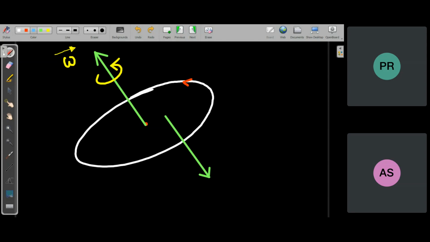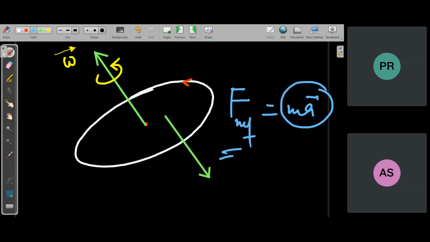Sir, centripetal force is not an independent force. It is a resultant of some forces acting towards the center. First of all, centripetal force is not any force. For example, in Newton's second law, what is it? F net is equal to ma. Now, is this any force? This is not the force. No, this is the force, right? Yes, sir. That is the problem.